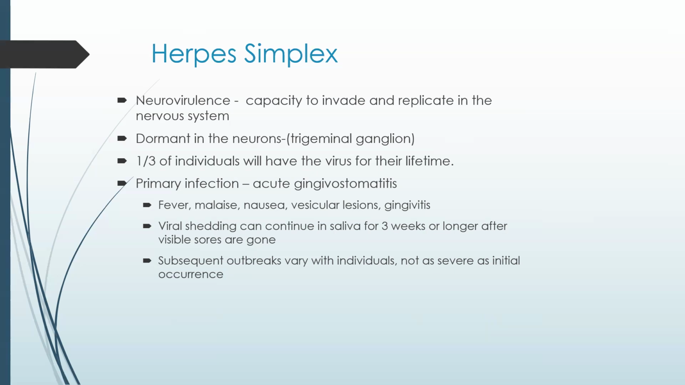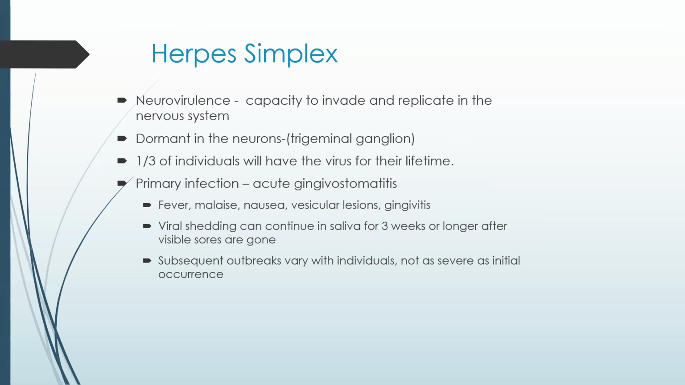Often in that primary infection, that first infection, you'll get acute gingivostomatitis, very painful, very uncomfortable. Usually you're young when you get it, so you might not remember. Fever, malaise, nausea, vesicular lesions, and gingivitis are all common. Viral shedding can continue in the saliva for 3 weeks after the visible sores are gone. So it's really important that patients know that.